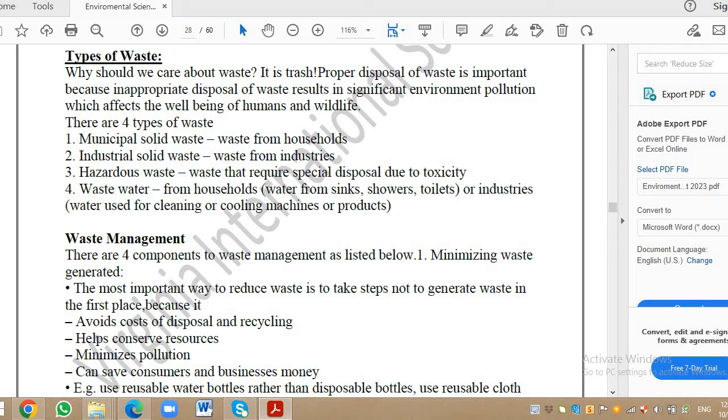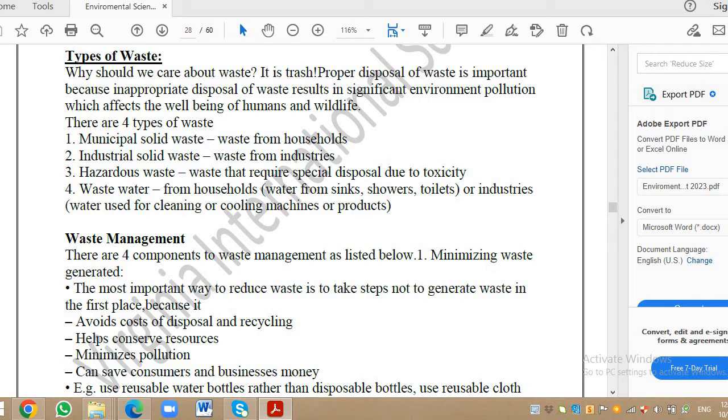Actually, we have four types of waste. Municipal solid waste, that is waste from the household, and industrial solid waste, okay? It's waste from the industry, and hazardous waste. These are the waste that require specific disposal due to toxicity. Yes, it's very hard and it's very harmful and it can cause cancer. And the final one is wastewater that comes out of cleaning, shower, toilets, and even from industries.